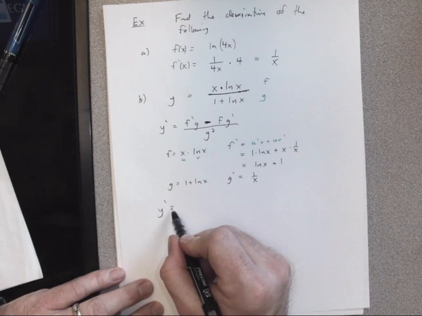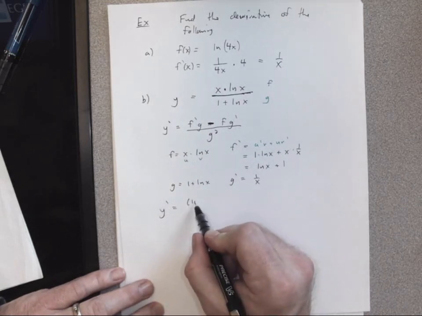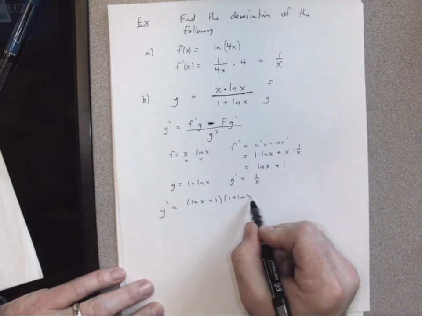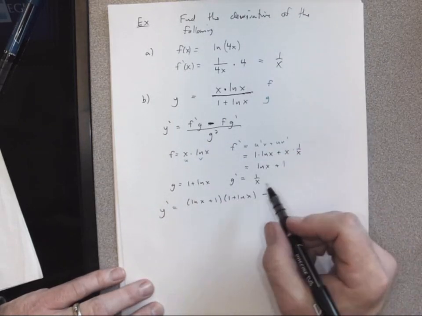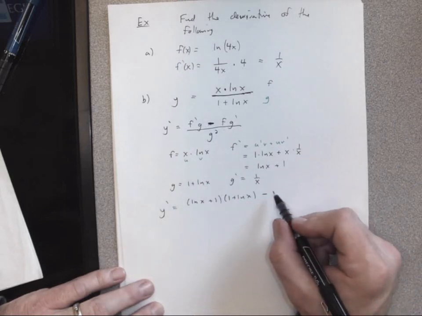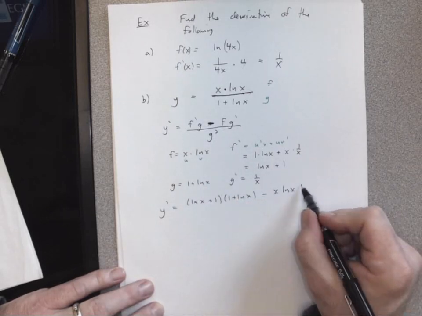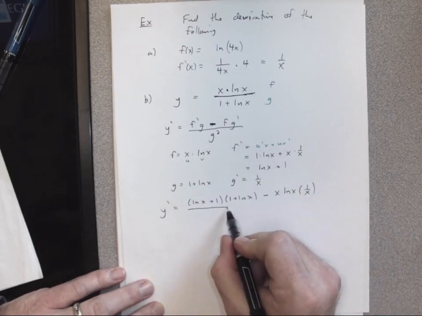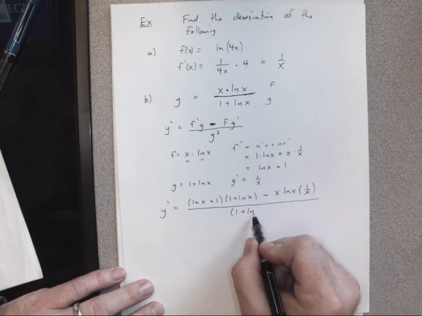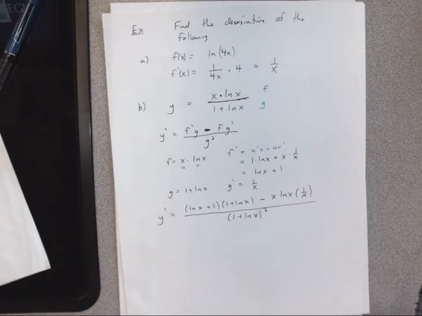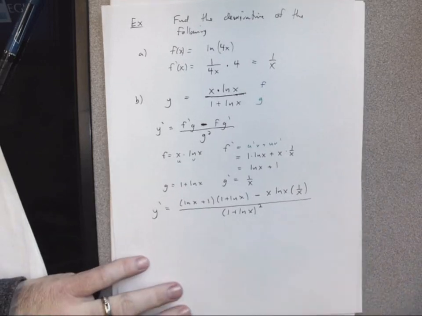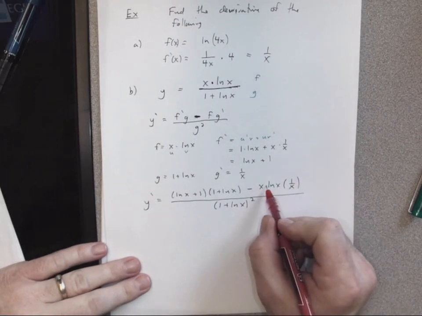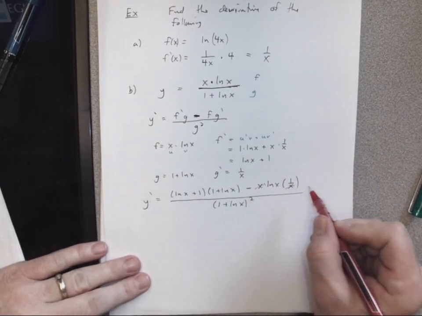So that means y prime is going to be f prime g. So this is the natural log of x plus 1 times the g function, which is 1 plus the natural log of x, minus f, which is x times the natural log of x, times g prime, which is going to be 1 over x, all over the denominator squared. So now we're going to clean things up. What I know is that this is all multiplication. These are all multiplications here, so that means this and this will cancel.